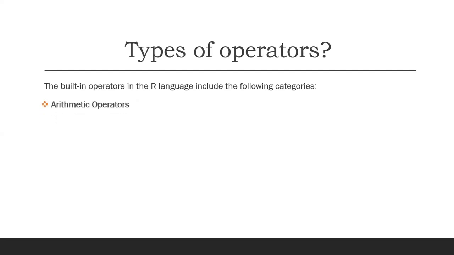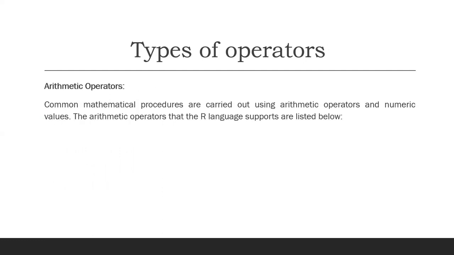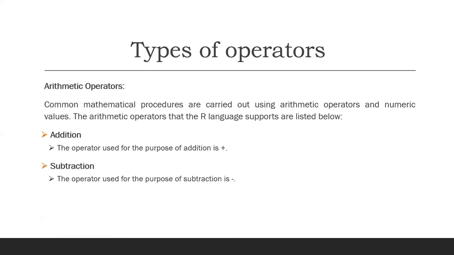First one is arithmetic operators. Next one is assignment operators, then comparison operators, and then we have logical operators. So first of all, we will see arithmetic operators, which are common mathematical procedures that are carried out using arithmetic operators and numeric values. These are the arithmetic operators that the R language supports. First one is addition, that is used for the purpose of addition. Next we have the subtraction operator, and then we have the multiplication operator.